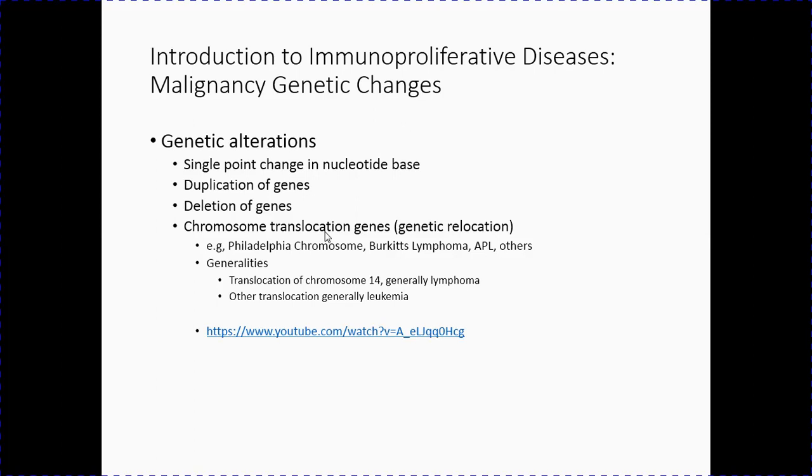We're going to look at a video in just a second which I found by chance not that long ago, and it was a really terrific, quick 3 or 4 minute video that gives you a really good sense of how to remember what some of the translocations mean relative to some of these immunoproliferative diseases. He's going to mention in there, for example, that translocations on chromosome 14 are generally lymphoma based, and other translocations are generally a leukemia.